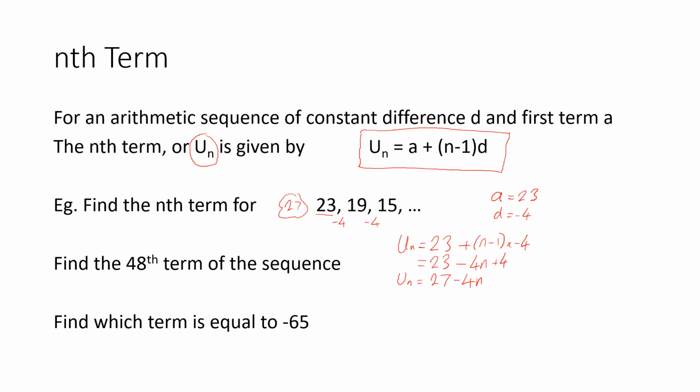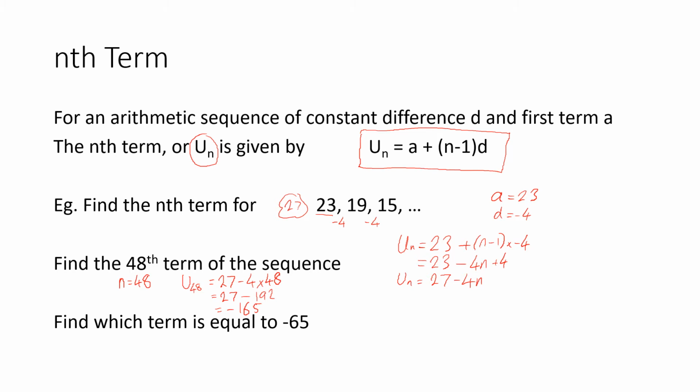Okay, so follow-up questions we could ask here. Find the 48th term of this sequence. Well, if we want to find the 48th term, that's when n is equal to 48. So we plug that into our formula. We would go that, okay, so the 48th term, which we can write as U_48, is equal to 27 minus 4 times 48. In other words, 27 minus 192, which is minus 165.